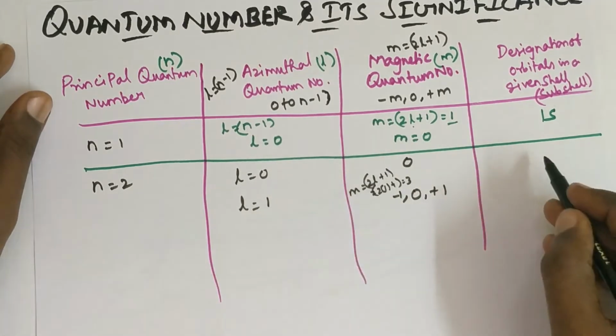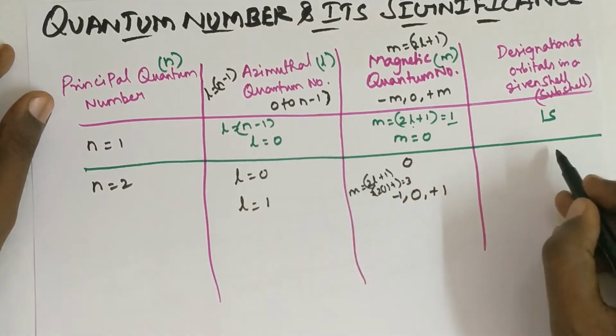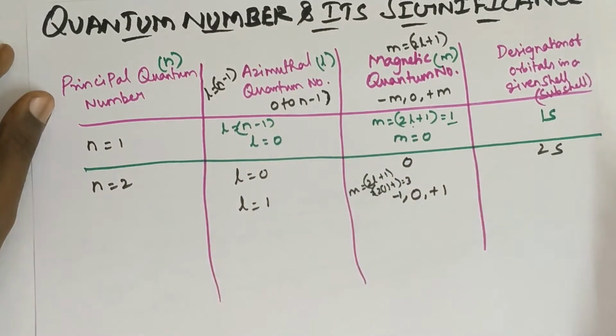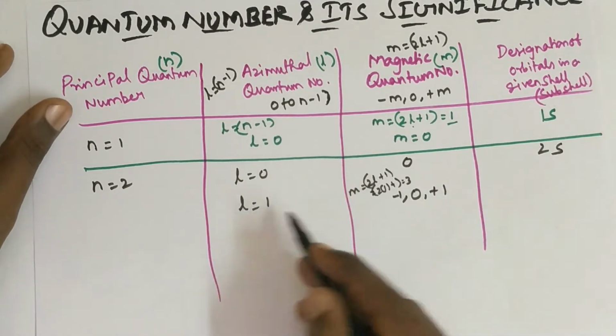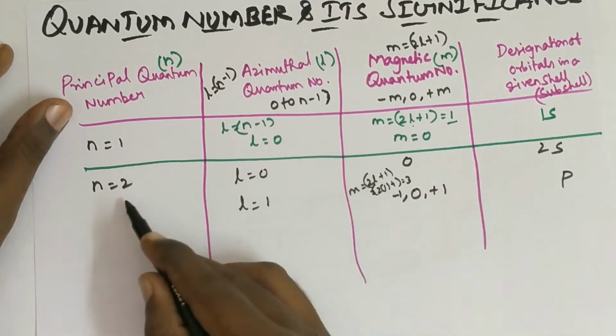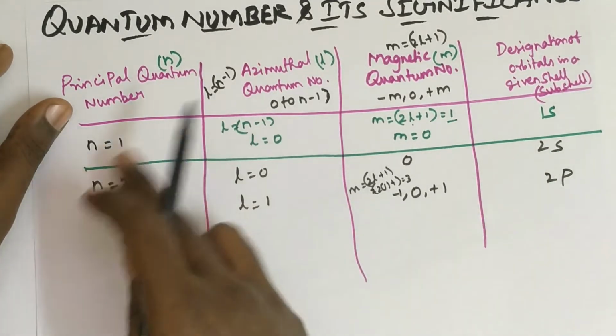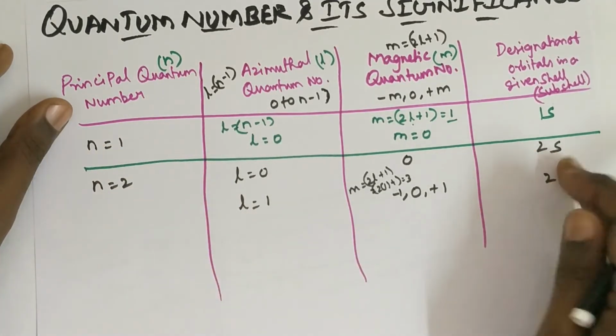In the same way for subshell, l is equal to 0 means s, but here n value is 2, so we write 2s. In case l is equal to 1 means p, here n value is 2, so it is 2p, because for this whole value n is 2.